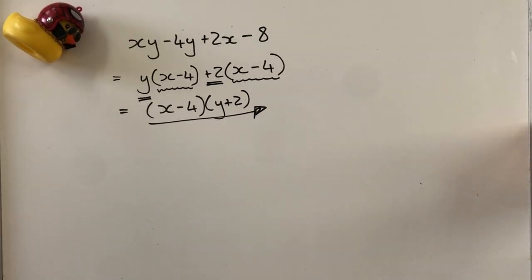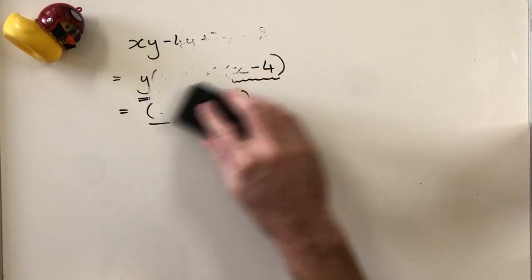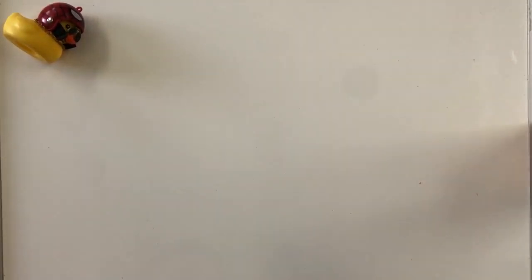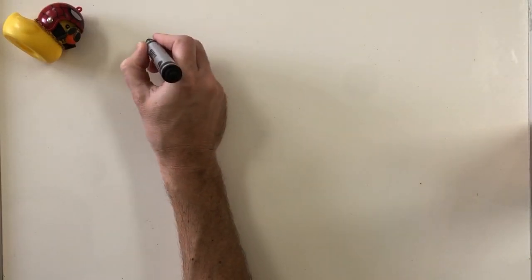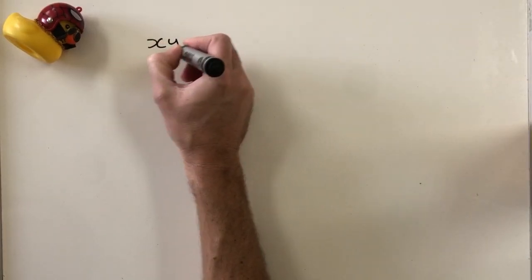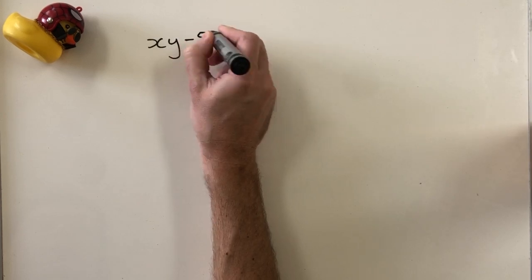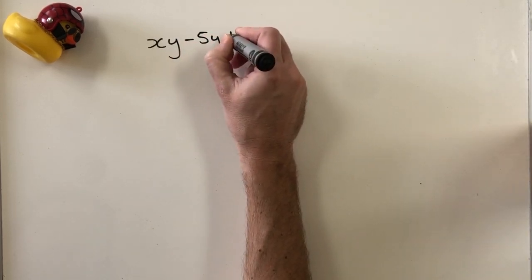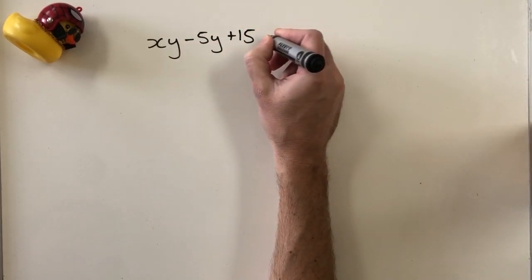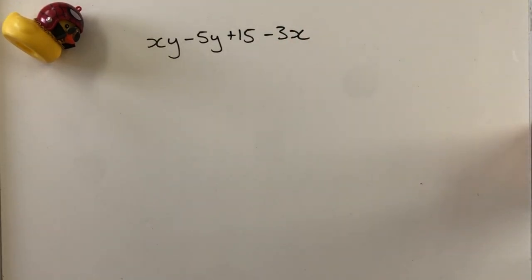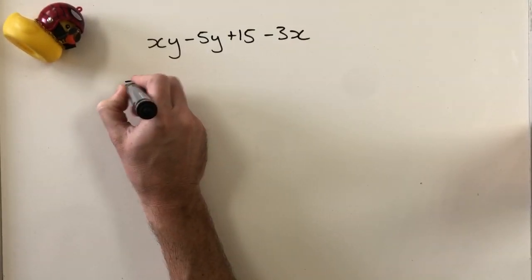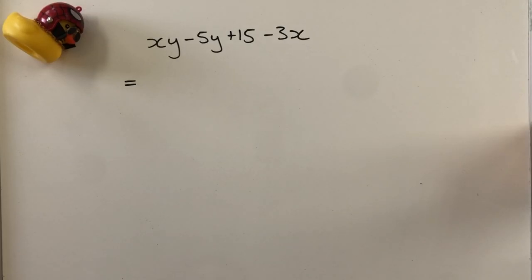Okay, nice and factorized. For the last example, I want you to pause the video and see if you can do it on your own, but it has a bit of a trick. But I did teach you this trick in the previous video, so let's see if you can get this. So xy minus 5y plus 15 minus 3x. So see if you can do that on your own. I'll start, because I believe you can pause without me having to stop.